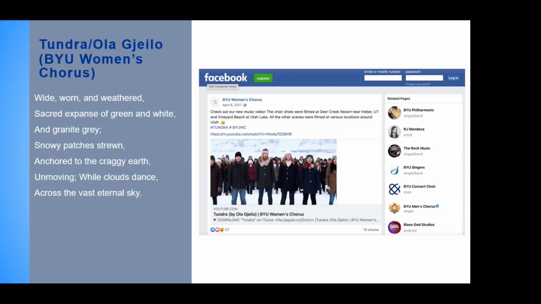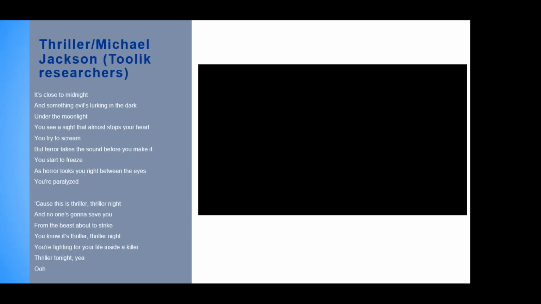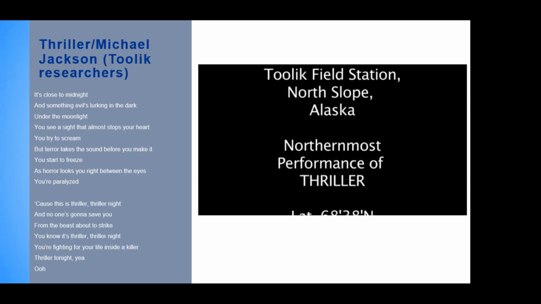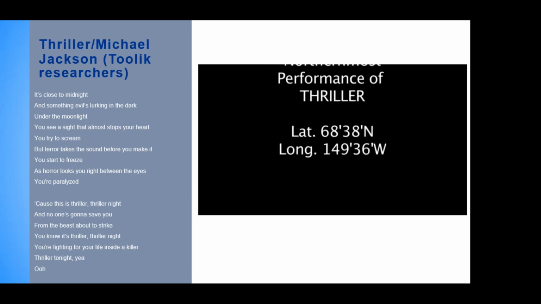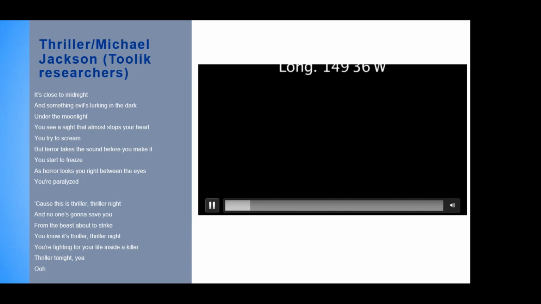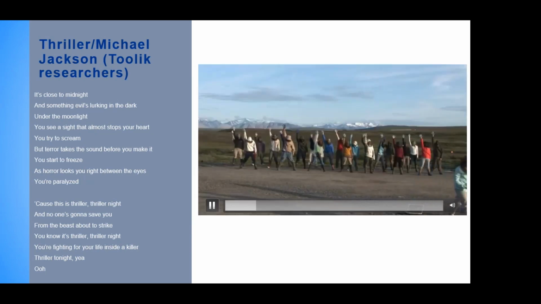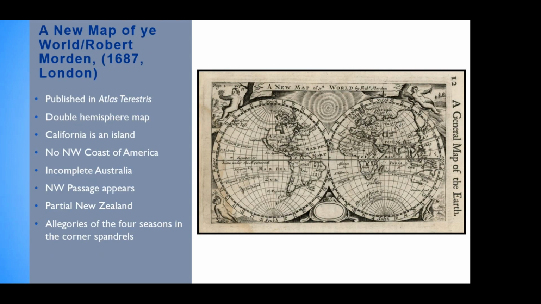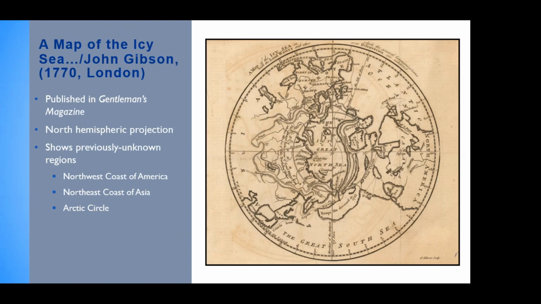It's good to assess. It's good to evaluate the documents and the evidence in front of you. And then I play this sometimes. It's Thriller, Michael Jackson. This was filmed in the research station at Toolik Field Station in the actual tundra, just to give students an idea of what the tundra actually looks like. And then here are some antique maps that we look at, maps of the world when California was an island or the Arctic.